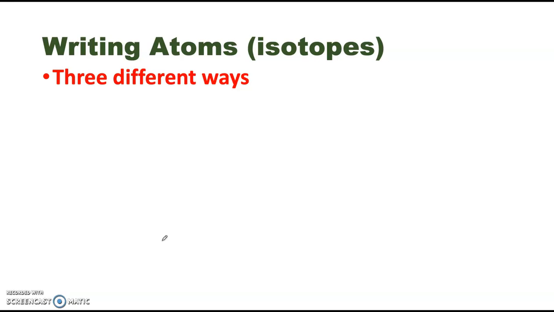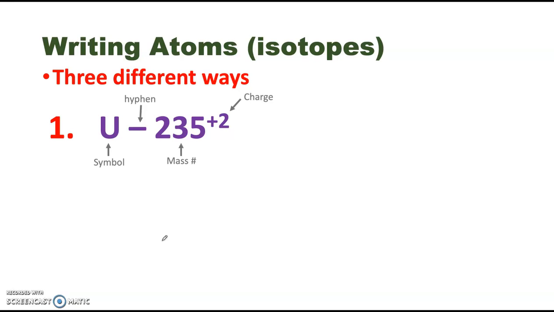Okay, when we write atoms, and I'm going quick through this because you can always go back and rewatch it if you miss something, or pause it to write it down. There are 3 different ways to write down an atom. I got an example here, uranium-235 with a positive 2 charge. Now, here's one way to do it. You write it like this, and you need to know this structure.